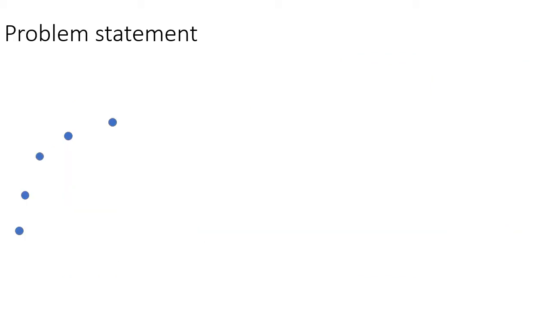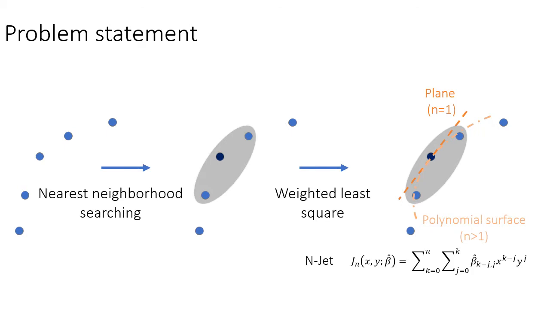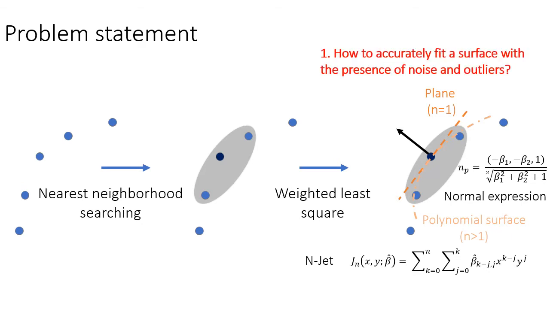Given an input point cloud, we can obtain a local patch around the query point by nearest neighborhood searching. Then, we fit an NJet surface model on the selected local patch by a weighted least square method. Finally, the normal is computed from the coefficient of the fitted surface. However, there are two main challenges that need to be solved. The first one is how to accurately fit a surface in the presence of noise and outliers, and the second one is how to select an optimal neighborhood size.